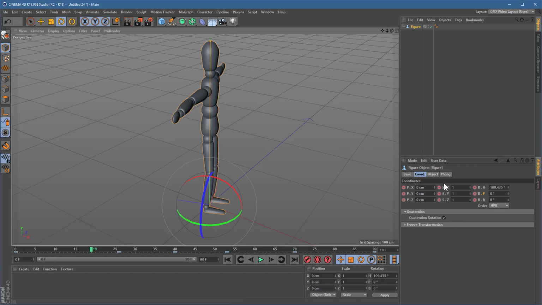Right, okay, there we go. There's our quaternions. I hope you enjoyed this little tip.